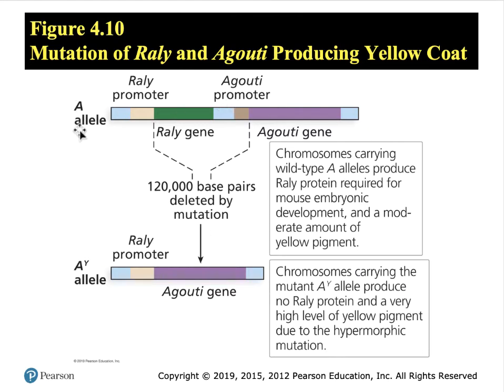So this is the A allele, where you can see the rally gene is in green and the agouti gene is in purple. And they both have their promoters. The AY allele has a deletion, which places the rally promoter upstream of the agouti gene. Therefore, the rally promoter is controlling the agouti gene, and the rally gene itself, the coding region, is gone.